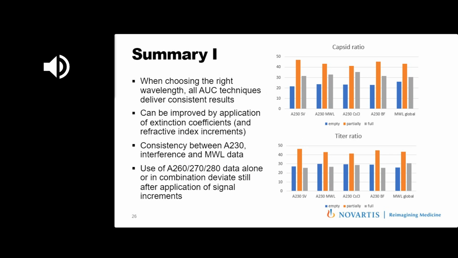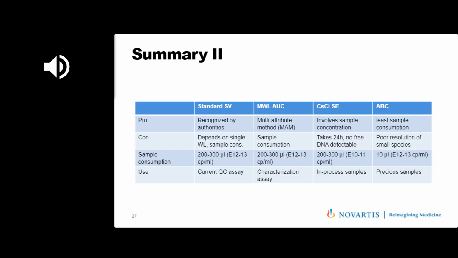So to sum that up, when you choose the right wavelength, the AUC techniques I've shown you before deliver the same result if you just look at one wavelength. So for example, at 230, comparing the velocity experiment, a data set from the multi-wavelength experiment, the 230 trace, then this here is the 230 scan of the cesium chloride experiment and the 230 scan of the band forming experiment. And this is for comparison the multi-wavelength experiment, the same here on the bottom. This is the capsid ratio, and this is based on the titer if you convert the OD to titer using extinction coefficients. So you have quite some choices to analyze your AAVs with AUC.